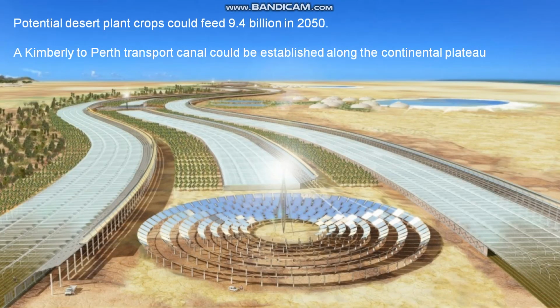Potential developments in the well-being of the desert include a proposed canal that would be established to transport water from the Kimberley Continental Plateau to Perth. It has also been suggested that deserts could be utilised for crop growth.